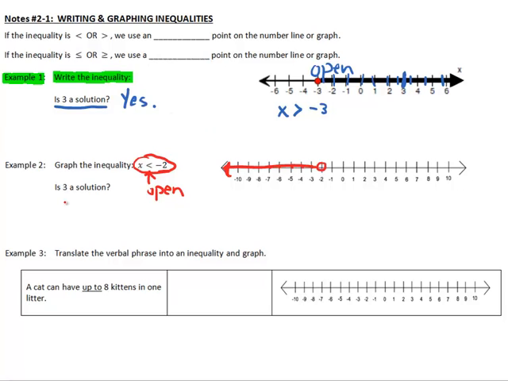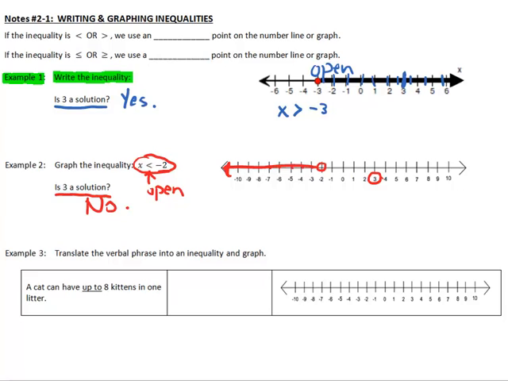Okay. Now the next part says, is 3 a solution? So I go on my number line, I look at 3. There's 3. Is that a solution? Well, it's to the right of -2, not the left, so it is not a solution. Okay, so those are some basic facts about inequalities. The next thing is we're going to look at translating verbal phrases.